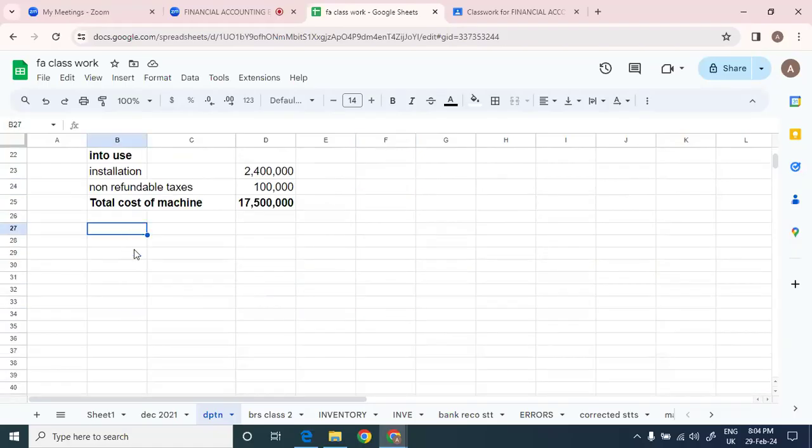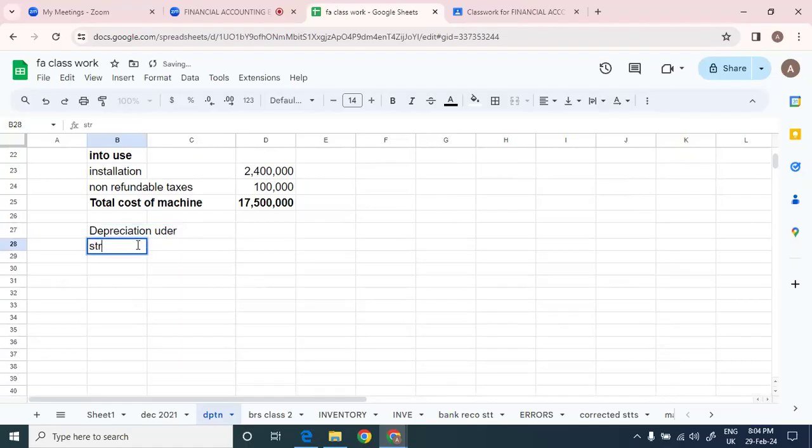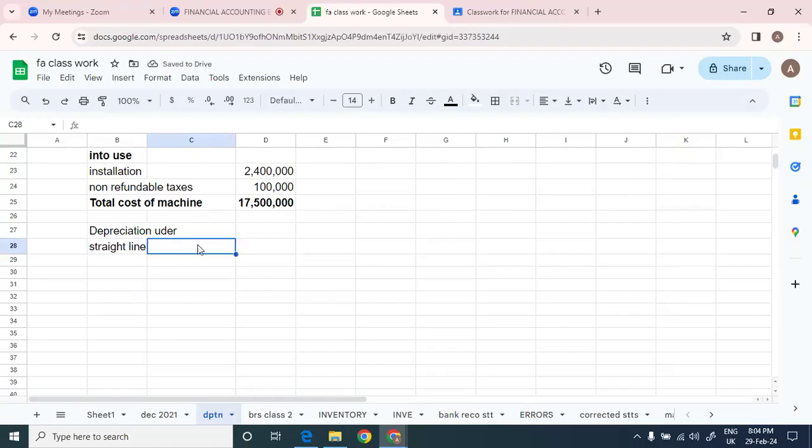From there, after determining the cost of a machine, what do I go on to show? That depreciation under straight line, I show the examiner, the depreciation under straight line is equal to the cost minus scrap value divided by useful life.